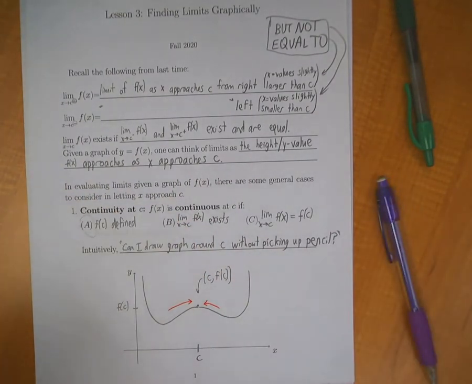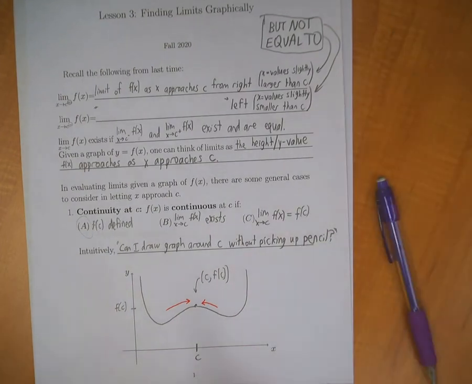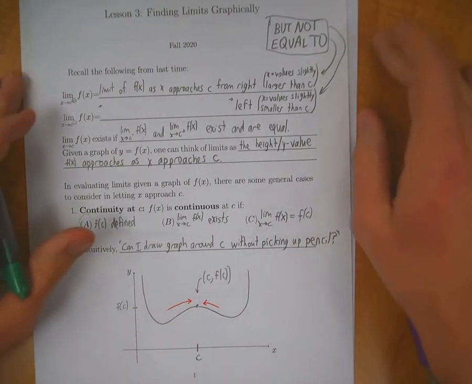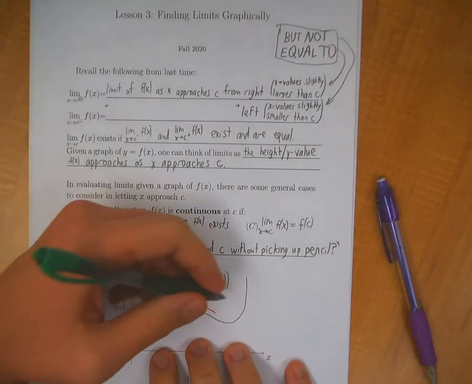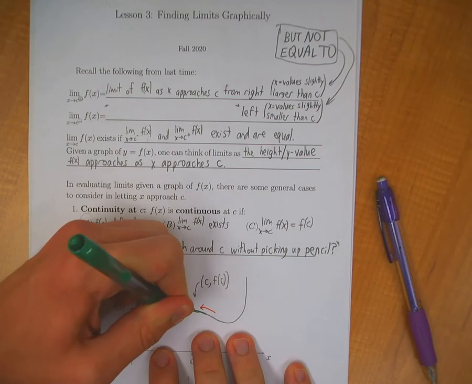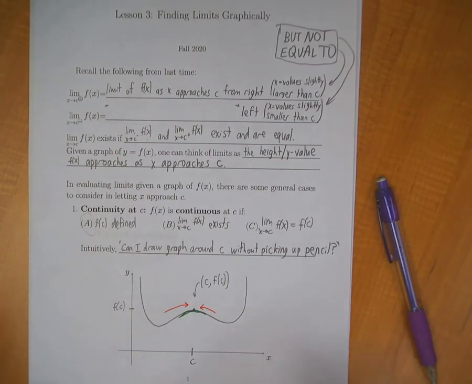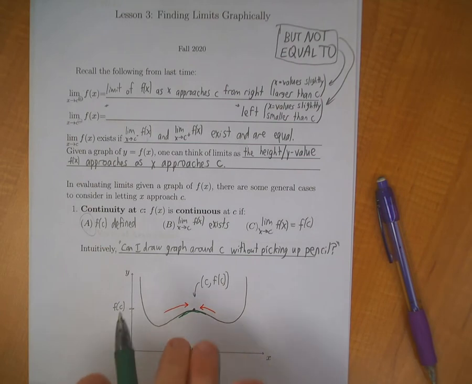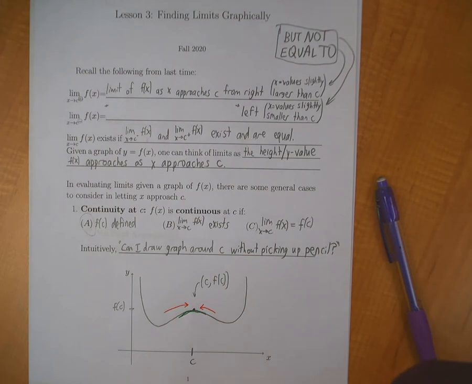So to give you an idea of the intuition, what that says is, can I draw the graph around c without picking up my pencil? It turns out the answer is yes, because I can just draw this graph around x equals c, and I don't have to pick up my pen or pencil at all. So in this case, we do have continuity at x equals c here. So graphically, that's the idea behind continuity. Any questions on that before we move on to the next page? Okay.